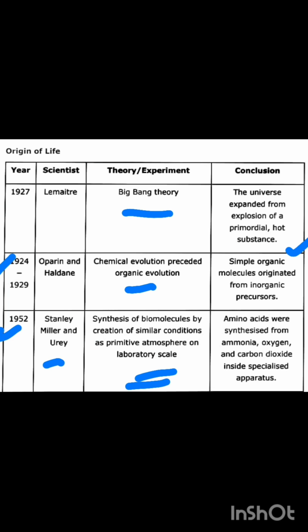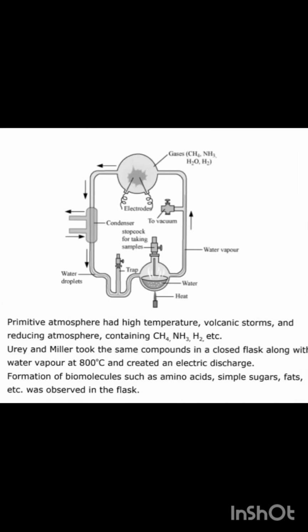And he concluded that amino acids were synthesized from ammonia, oxygen, carbon dioxide inside a specialized apparatus. According to this Urey-Miller experiment, the primitive atmosphere had high temperature, volcanic storms and a reducing atmosphere containing CH4, NH3, that is methane, ammonia and hydrogen.